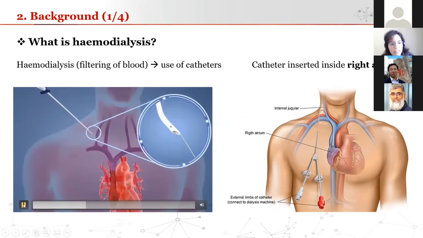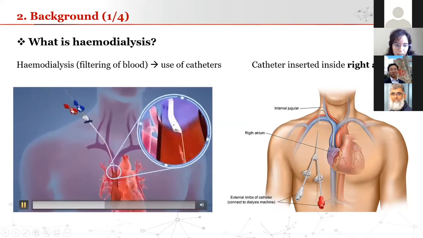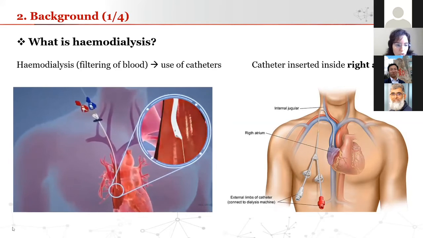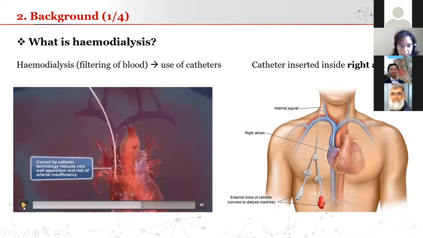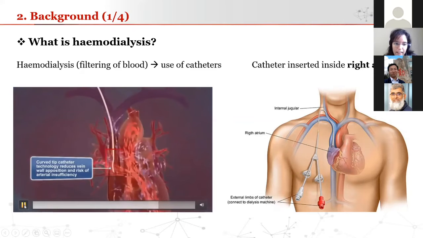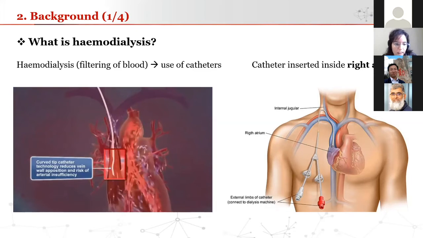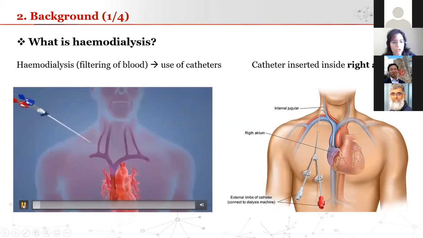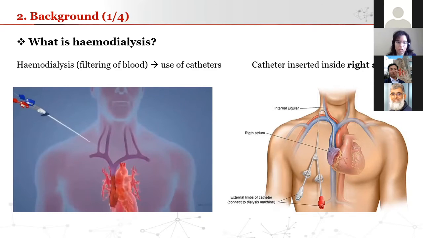So the catheter is inserted through the vein and goes all the way to the heart. You can see this is the heart, and the tip is located in a chamber in the heart called the right atrium. It is located there, and it stays there. That's where it will help filter blood. Basically, the catheter has two different lumens, one which brings filtered blood into the heart, and another which will retrieve unfiltered blood away from the heart.